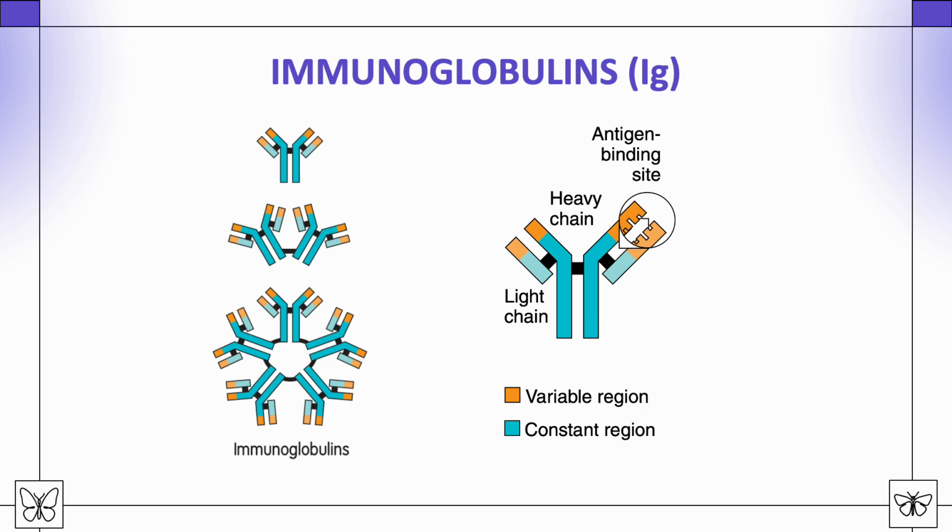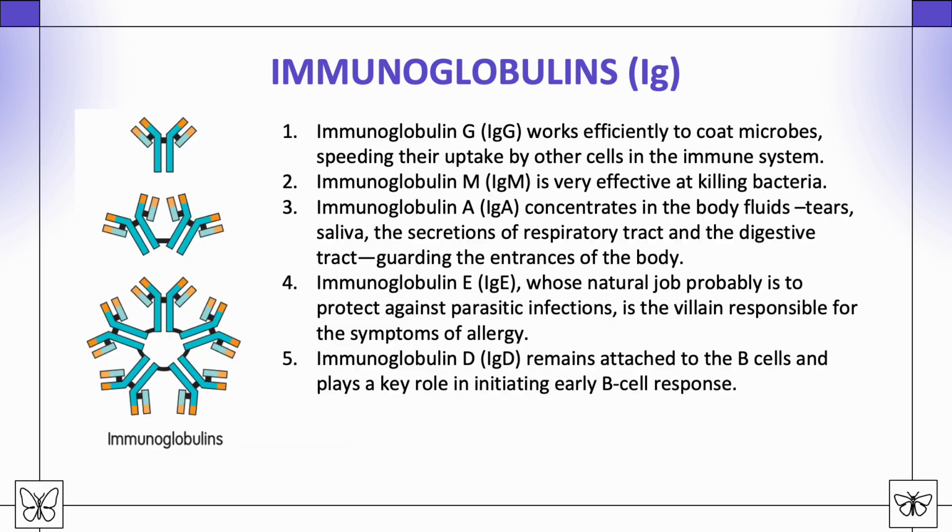Different types play different roles in the immune defense strategy. We have five different types of immunoglobulins that are directly involved in the immune response of our immune system. First, we have immunoglobulin G or IgG. It works efficiently to coat microbes, speeding their uptake by other cells in the immune system. The immunoglobulin M or IgM is very effective at killing bacteria.